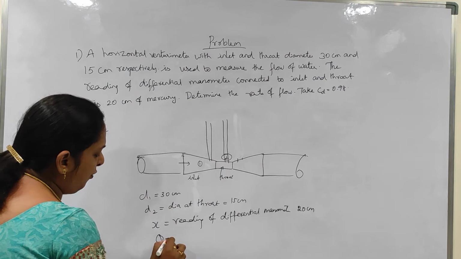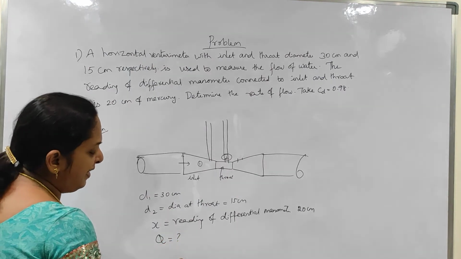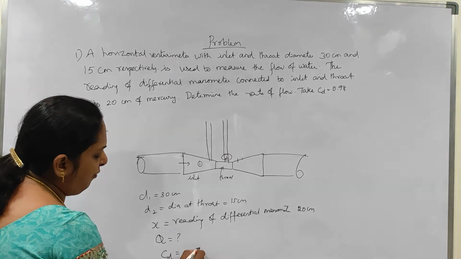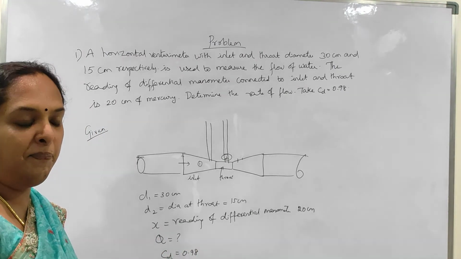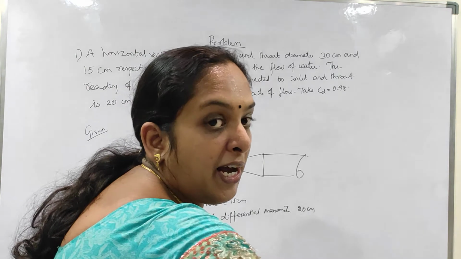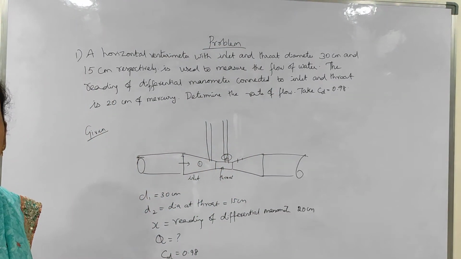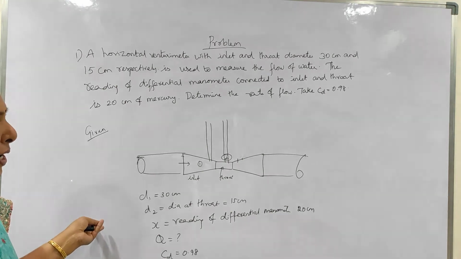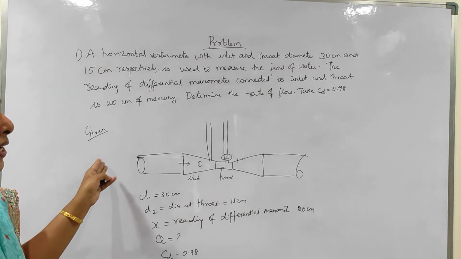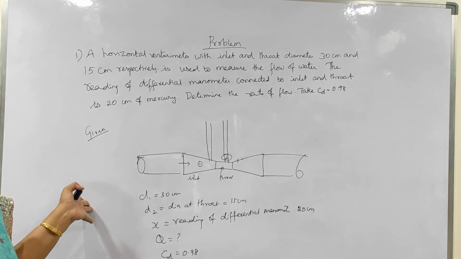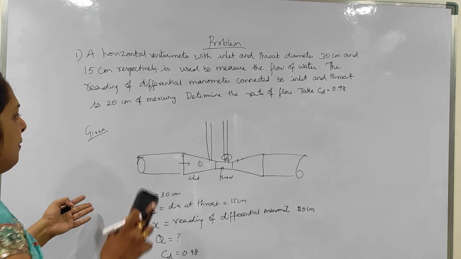Determine the rate of flow. What is your rate of flow? Q is to be determined. And CD is given. Why? Because this is a real fluid, so we are going to measure with the coefficient of discharge. It is the actual discharge we are going to measure. So CD is given here. Now what is asked? They asked you to determine the rate of flow. Don't take it as theoretical discharge. It is the rate of flow of your actual discharge.